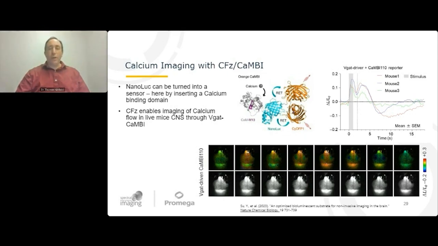So in addition to being a bright luciferase, and therefore really exciting for imaging with BLI, it's actually quite interesting for functional imaging as well. This can be used to sense metabolites by the addition of a metabolite-sensitive protein fused to the NanoLuc. It can also be used to sense things like protein-protein interactions, where you can take pieces of NanoLuc, and then when the proteins come together, you get reconstitution of NanoLuc and see a signal due to that happening. And so for this example, because we wanted to track calcium flux in the brain, we use CFZ, we use this calcium-responsive construct, CAMBI, and then we were able to see, as you can see in the images below, response of calcium flux to foot stimulation by these mice.